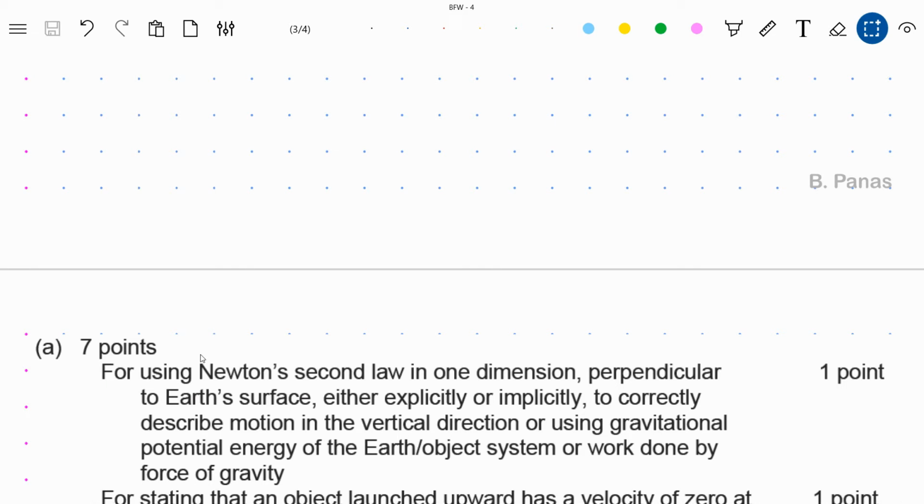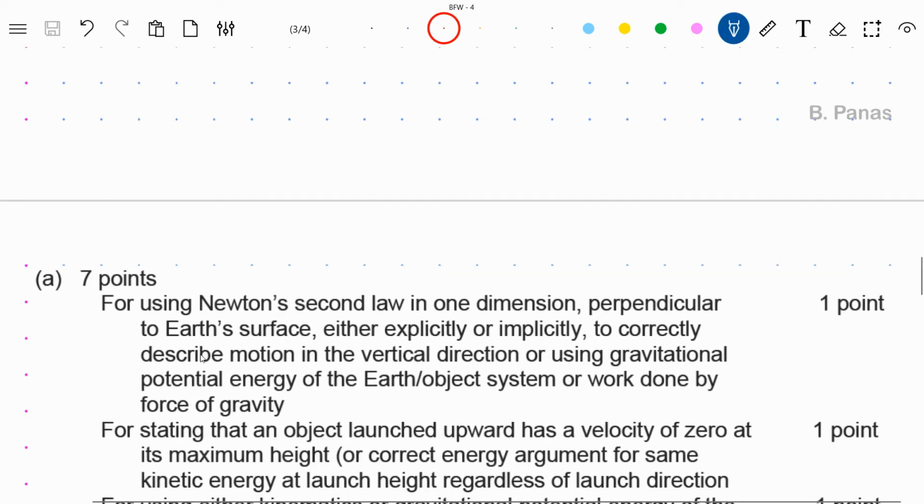7 points in part A. Let's see how I did. Okay, so 1 point, let's just do it point by point here. 1 point, what did we have to do? For using Newton's second law, okay, now I definitely did not do that. I didn't think it was needed though.